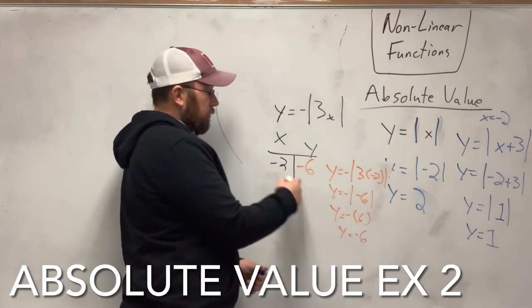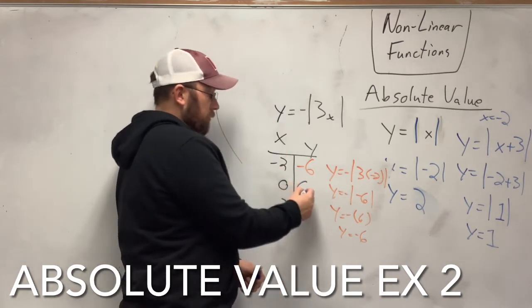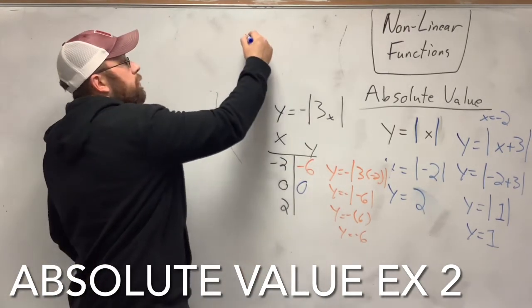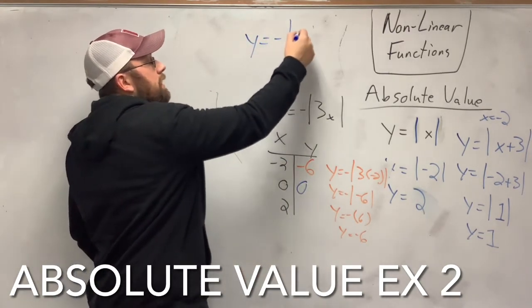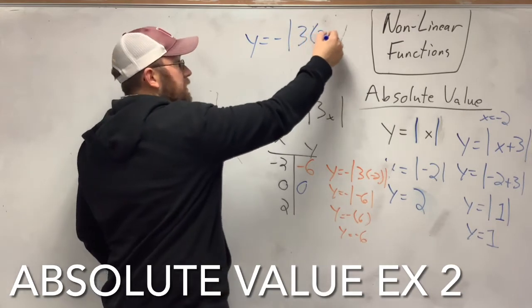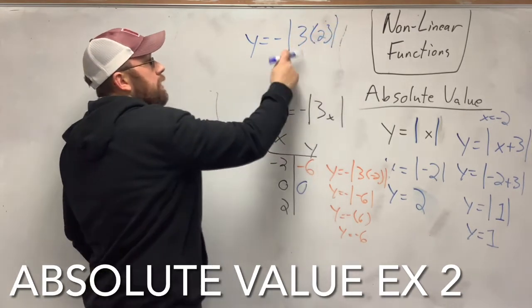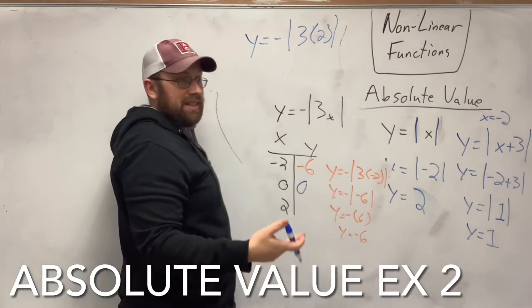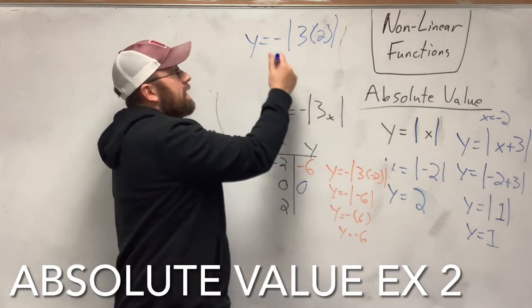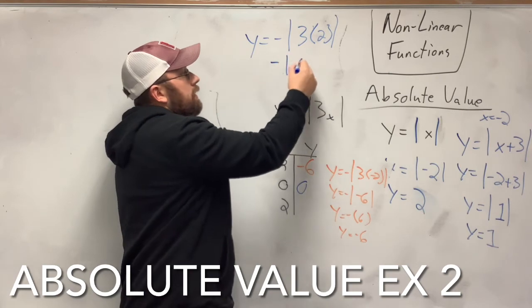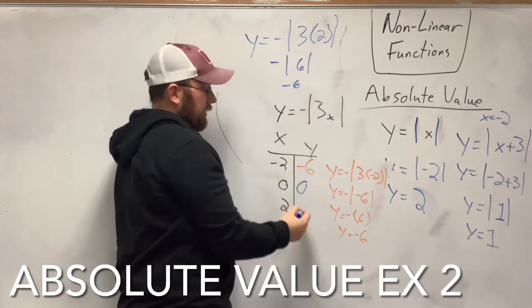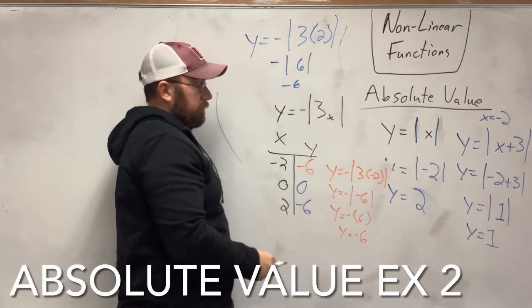So 0 will just give us 0. And now we plug 2 in. So y equals the negative, again, treat these as parentheses. Right? So then you'll distribute the negative to it afterwards. So whatever number you get is going to end up being negative because of that on the outside. Absolute value of 6 is just 6. Bring the negative in. And there you go.